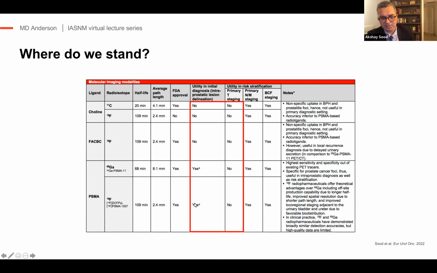PSMA does help a little bit, but as I showed you in the head-to-head trial, the added benefit over MRI is not really substantial. So there may still be some role, and I will come to that point in a second, for adding PSMA imaging in the initial primary diagnosis of prostate cancer. With regard to T-staging, none of the PSMA scans have any value, and multiparametric MRI and digital rectal exam should be the standard of care for T-staging in prostate cancer patients.